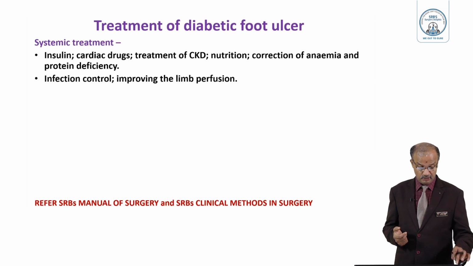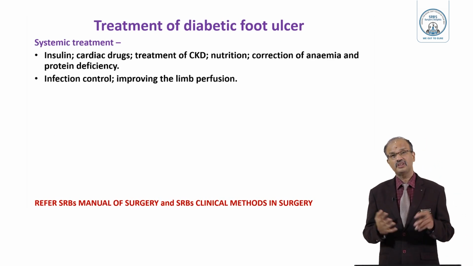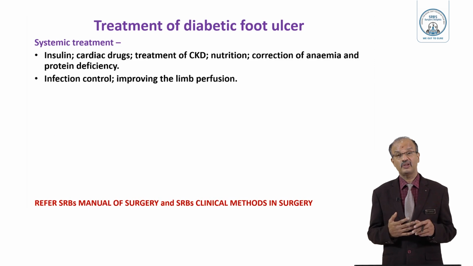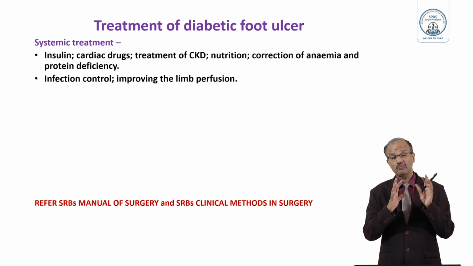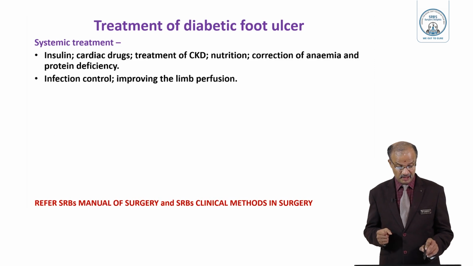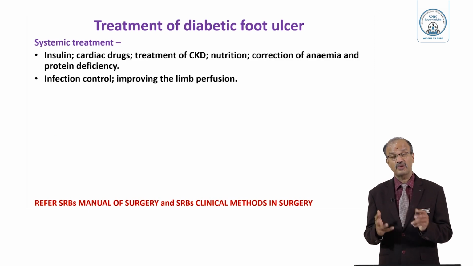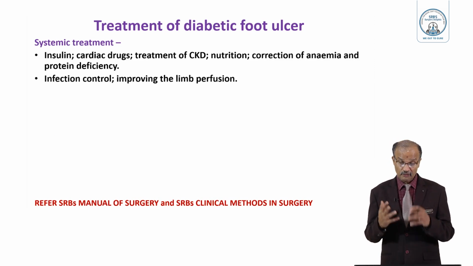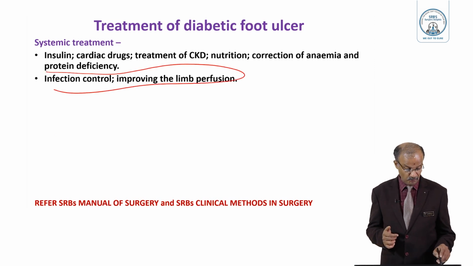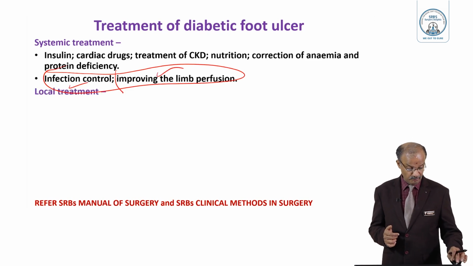So treatment: systemic treatment is important. Call the physician, take the diabetologist's help rather than treating on your own, but keep a watch on this patient even though they are treating. Finally, the patient is yours. Insulin, cardiac drugs, CKD, nutrition, regular monitoring of the CKD is important. Nephrologist opinion is important. Protein deficiency correction, anemia correction. Infections, repeated infection is very, very important. And perfusion improvement of the limb is important.